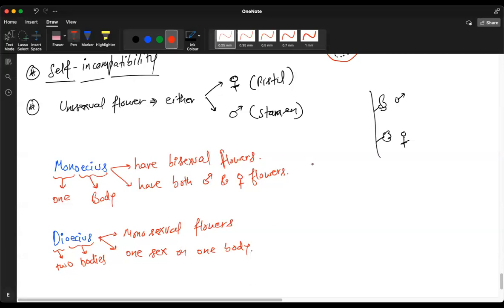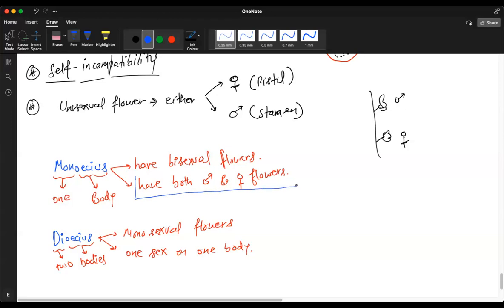Yeah. So the hint is, the question is simple. It is asking, can a plant have monosexual flowers, but still have a monoecious body in the species? Which means, can a plant have a separate male flower and a separate female flower, but not separate male and female bodies? Of course. That is the second category of being monoecious itself.